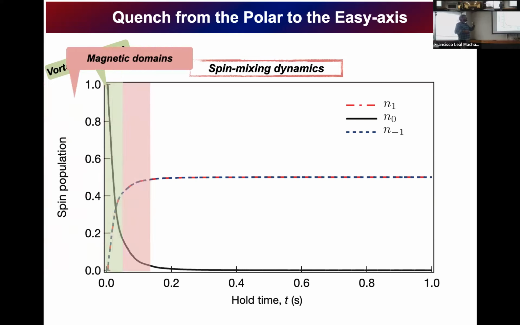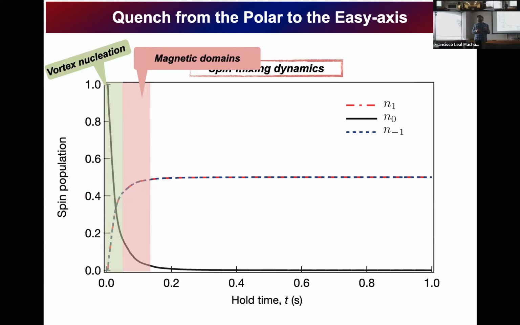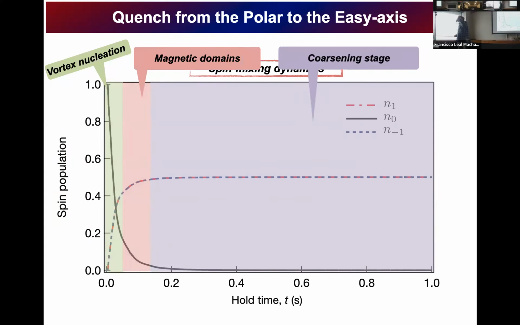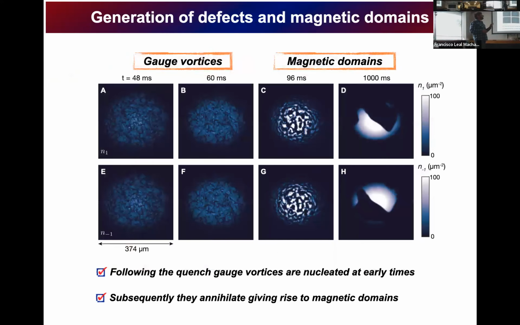And this will create for me the corresponding magnetic domains. These magnetic domains will be many initially, they will interact, merge between each other, and finally I will enter the corresponding coarsening stage where my gas has a universal behavior, as I will show. Okay. So first of all, let's see what is the vortex nucleation.